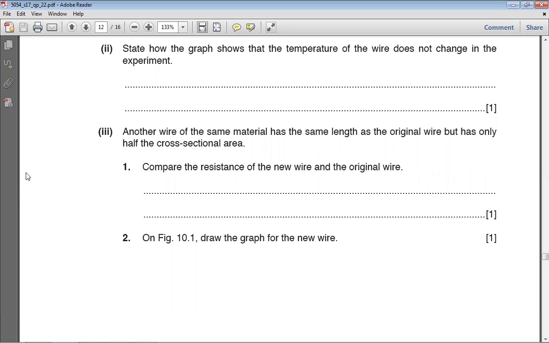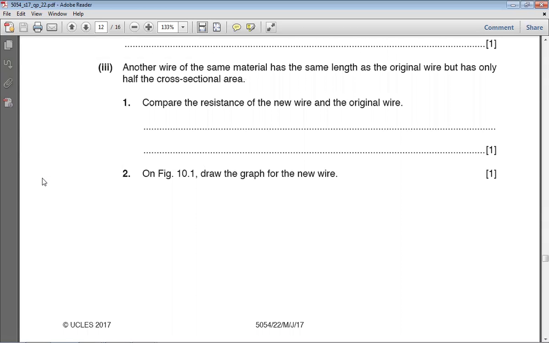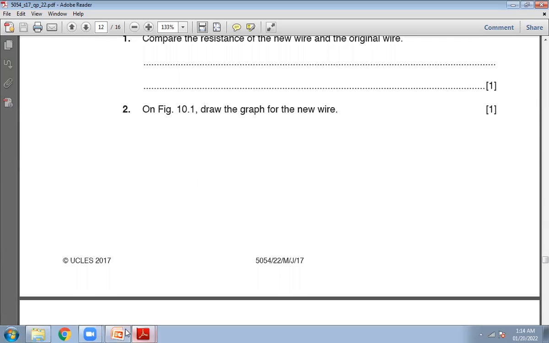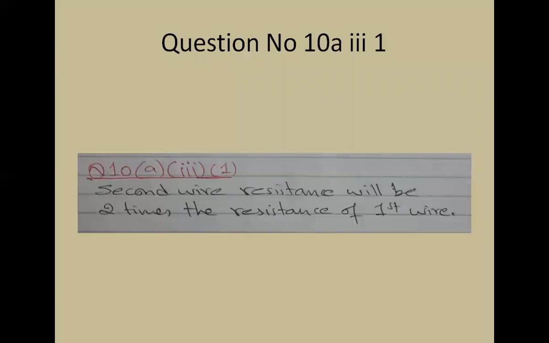It's a 1-mark question. And the last part of question number 10, A part, is on figure 10.1, draw the graph for the new wire. It's a 1-mark question. So let me show you how I have done this. The second wire's resistance will be 2 times the resistance of the first wire, or you can say the new wire's resistance will be twice the resistance of the first wire.